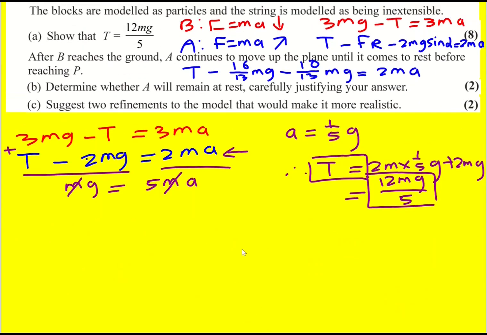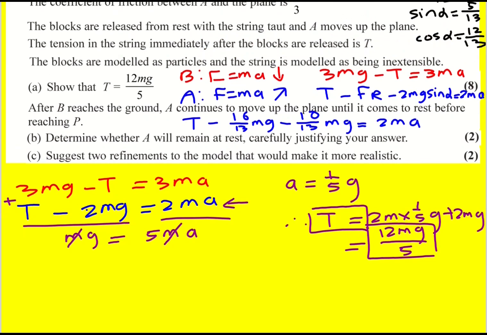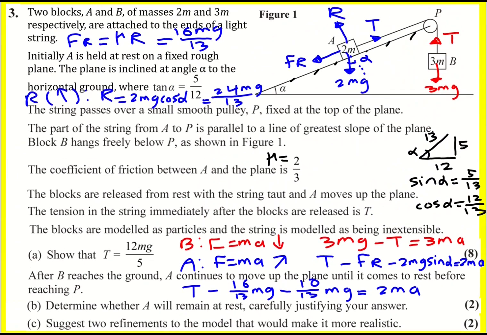Now we're told that after B reaches the ground, A continues to move up the plane until it comes to rest before reaching P. There's not going to be any tension anymore. So once B hits the ground, this goes, and the only forces acting on A are the normal reaction, the weight, and the friction. The weight and the friction are going to cause it to decelerate and then stop. Now the question is, does it actually then start going down the slope?